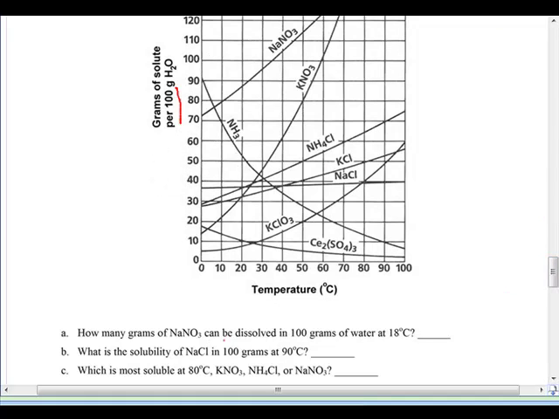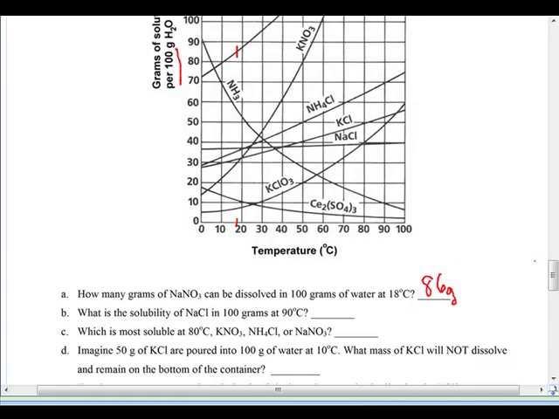Now it says how many grams of NaNO3 can be dissolved in 100 grams of water at 18 degrees Celsius. So go find 18 degrees, which is right around here. Then go to the NaNO3 curve. So go all the way up till right about here, and see where it crisscrosses the line. That's how much you can get dissolved. So maybe 86-ish. Again, as long as you're in the ballpark, you're okay. I should see no more than maybe a 3-gram difference between your answer and my answer.